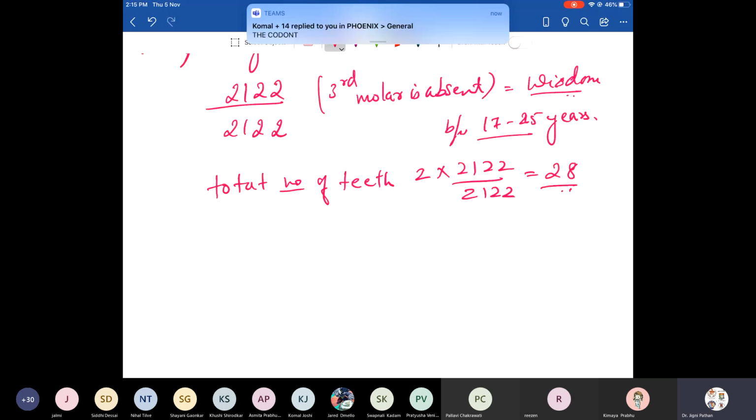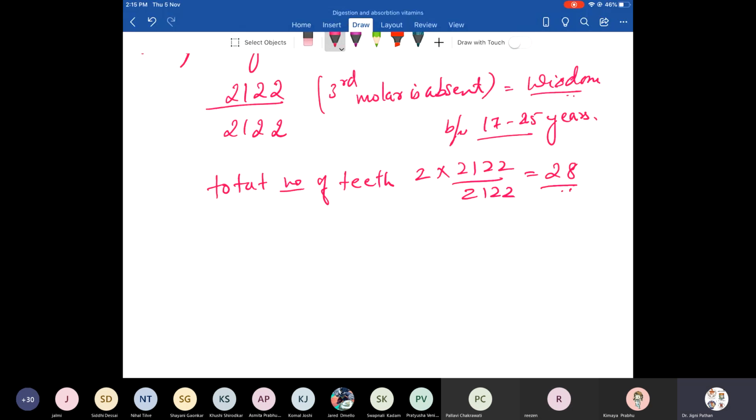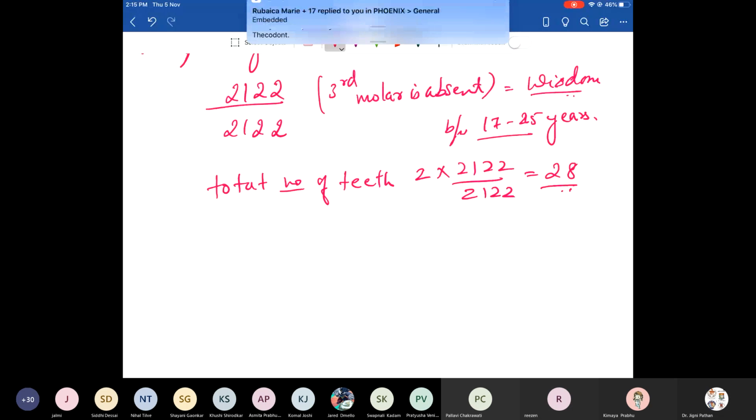Thecodont. Very good, Komal. Thecodont means the teeth embedded into the socket. Are you all getting it? Are our teeth embedded into the socket, or are they superficial? Yes, we have embedded teeth. So our teeth are not superficial, so they are very strong. Is this point clear? Very important question.